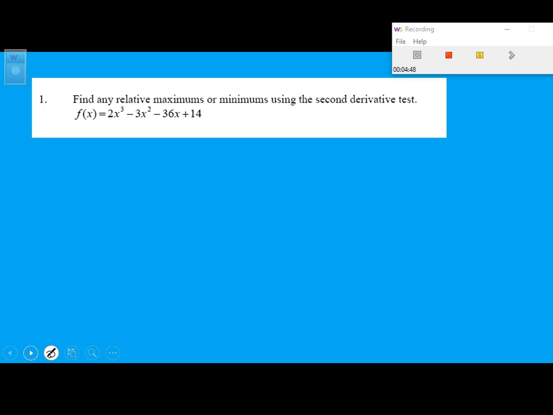Now, here's our first example. Find any relative maximums or minimums using the second derivative test. So in this case, using the second derivative test. If you peek back at your steps, step number 1 will be find your first derivative. So I'm going to get 6x squared minus 6x minus 36.